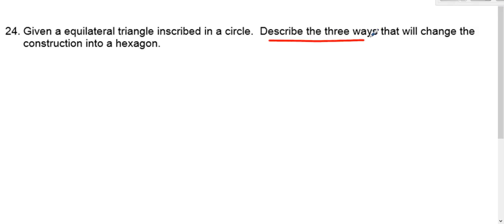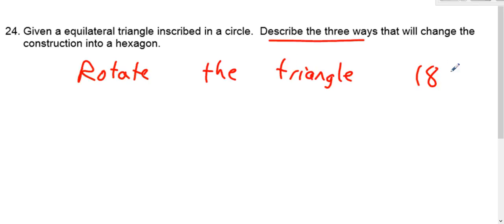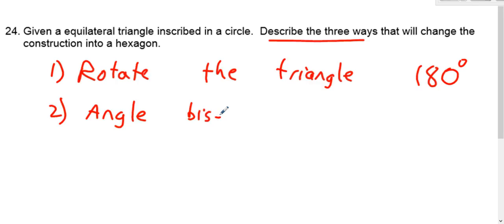Describe the 3 ways to change the construction to a hexagon. You can rotate the triangle 180 degrees, so it's upside down. You can construct angle bisectors. So that intersects a circle and you get 6 points. And the third way is you can construct segment bisectors.